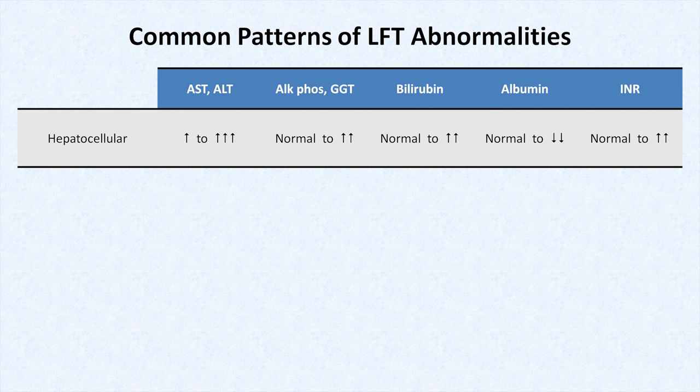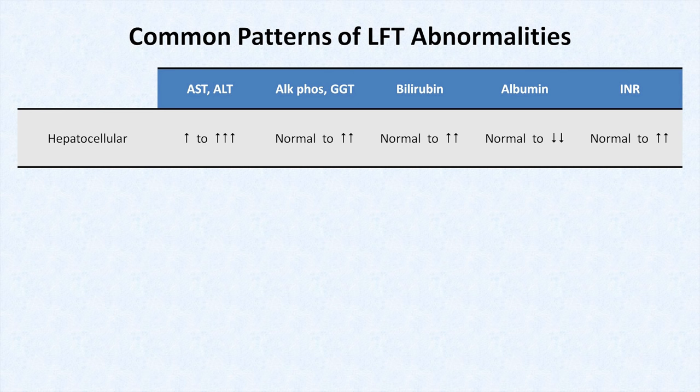In this, the AST and ALT are mildly to severely elevated. Alk phos and GGT, as well as bilirubin, are normal to moderately elevated. Albumin is normal to moderately decreased, and the INR is normal to moderately increased.